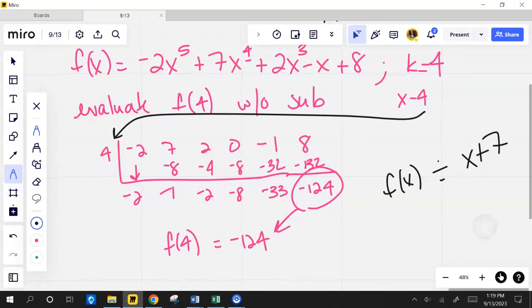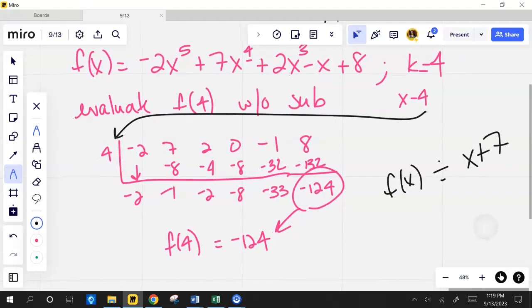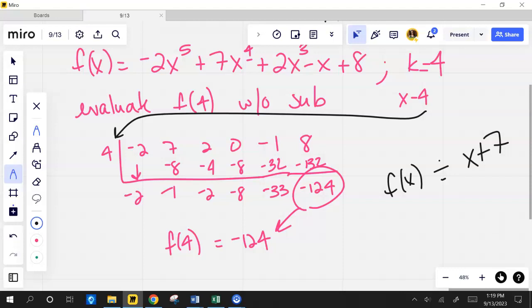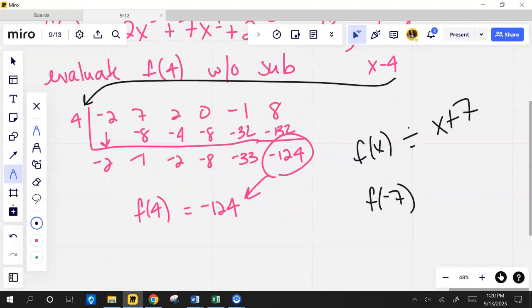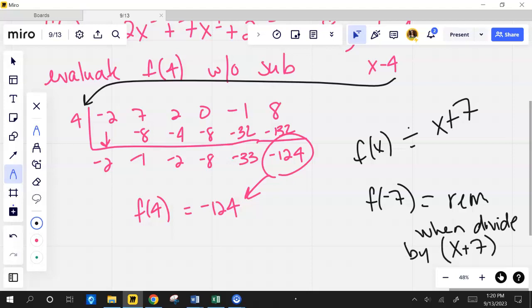So if you divide f of x by x plus 7, what remainder would you get? Now this time without dividing it, what would you do? Plug in negative 7. So f of negative 7 is the remainder when I divide by x plus 7.